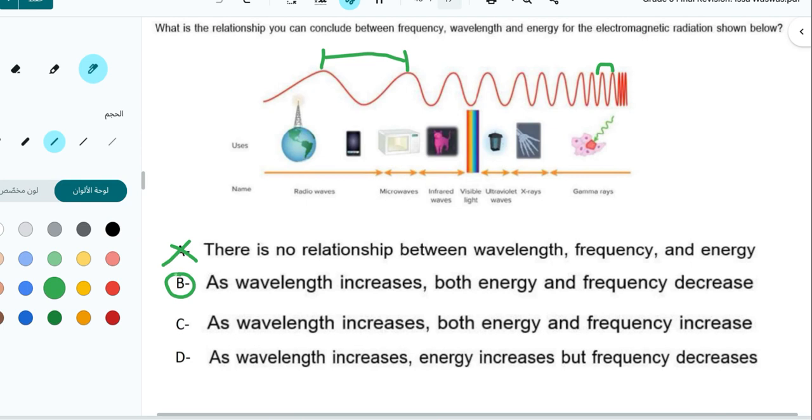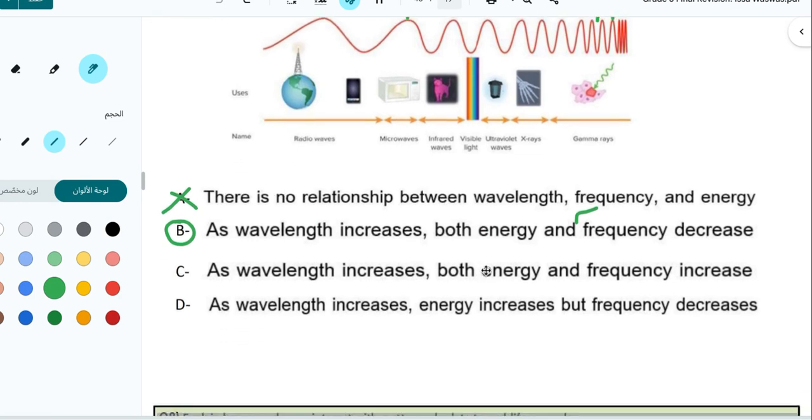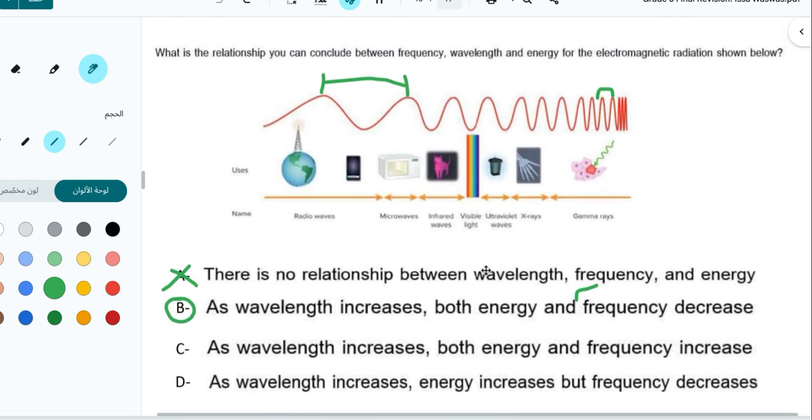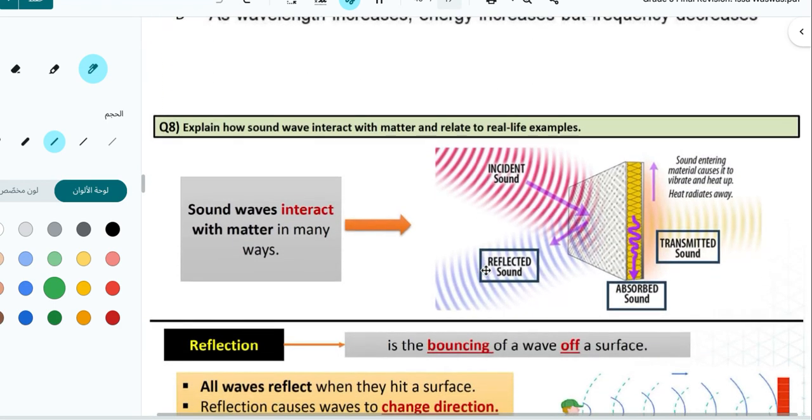Because in the electromagnetic spectrum, wavelength or energy is related to frequency. So if frequency decreases, energy will too. We know wavelength and frequency have an inverse relationship. So if wavelength increases, frequency will decrease, which also means energy is going to decrease. And that's for electromagnetic waves. Let's just go to the next question.